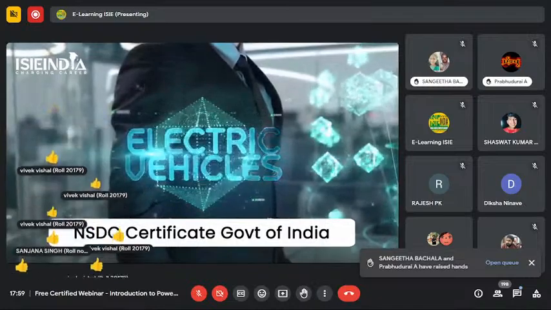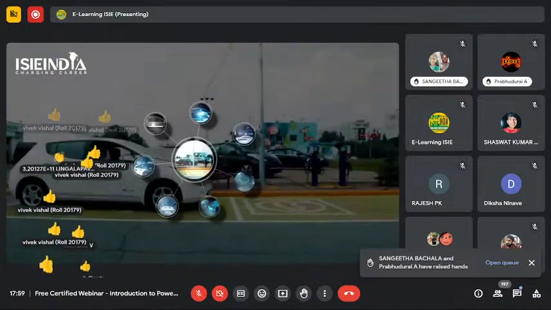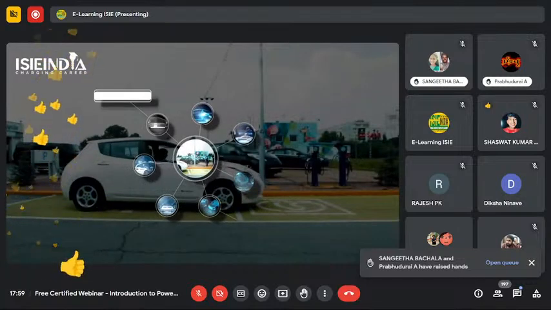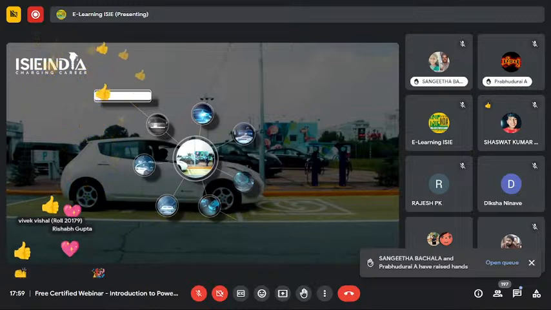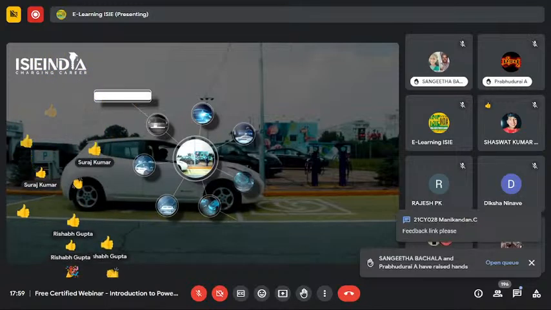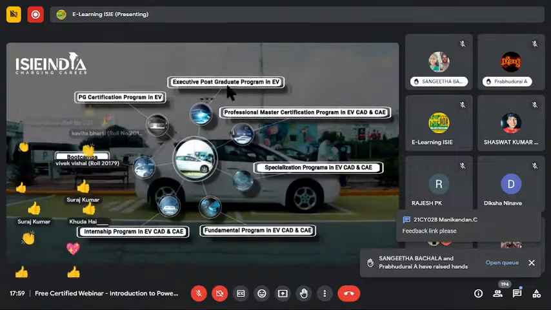India. We have a range of courses in electric vehicle, computer-aided design and engineering, including postgraduate certification and executive PG program in EV, professional master certification program, specialization programs, fundamental programs, and internship in EV, CAD, and CAE.